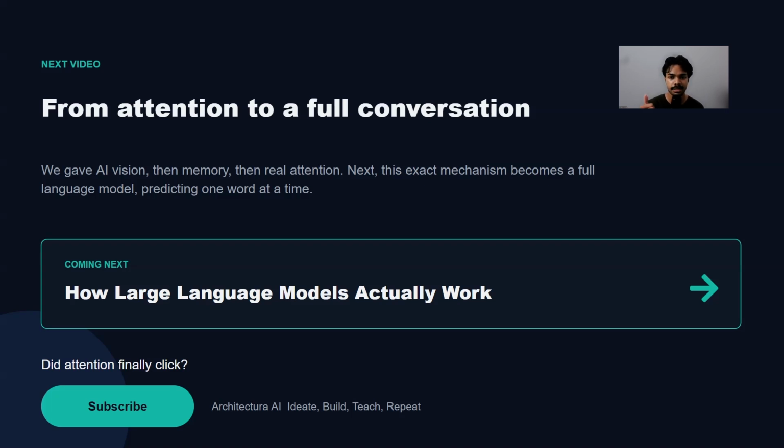We gave AI vision, then memory, now real attention. Next, we take this exact mechanism and see how it becomes a full language model, the kind that can hold a conversation, write code, and answer questions, one predicted word at a time.